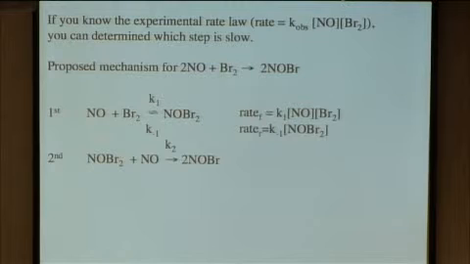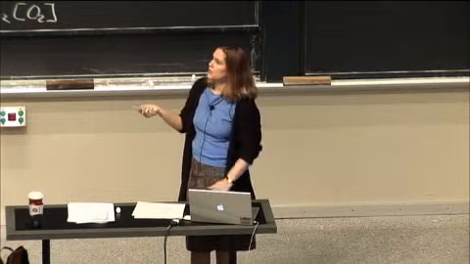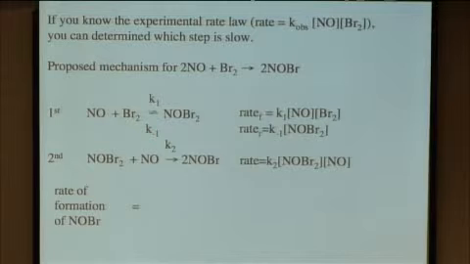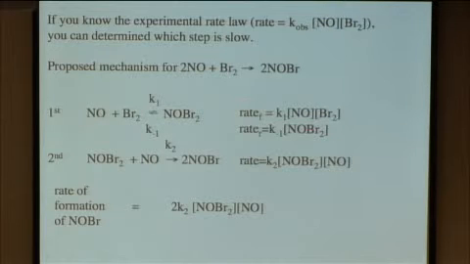Now we can look at step 2, where our intermediate is being consumed, and the rate would equal then K2 times the concentration of the intermediate NOBr2 times the concentration of NO. All right, so we know nothing now about fast or slow steps, so we can write the formation of our product just in terms of this second step. And again, there are two molecules being formed, so we have a 2, and 2 times this rate for this second step, K2 times intermediate times NO.